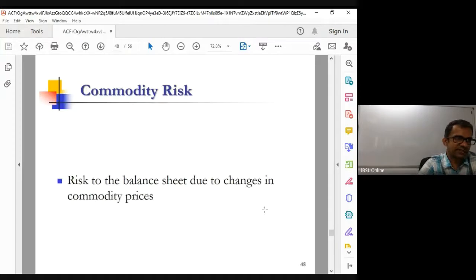And the commodity risk, again, as I mentioned, when there are investments related to commodities, when the commodity price changes, the value of your balance sheet or the income gets affected. That is the commodity risk.